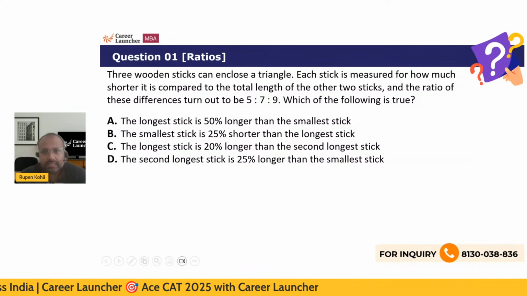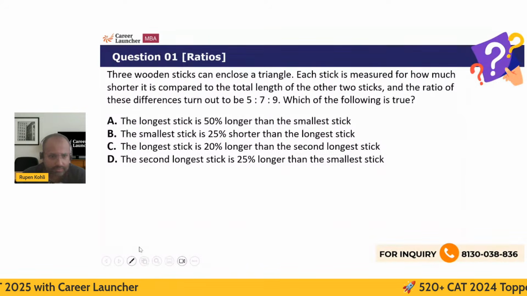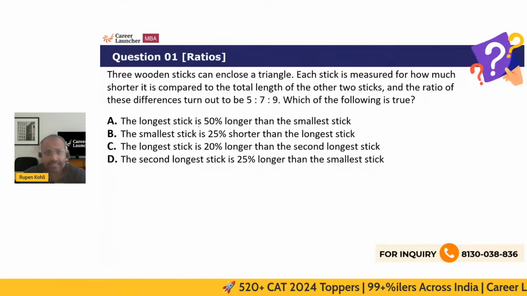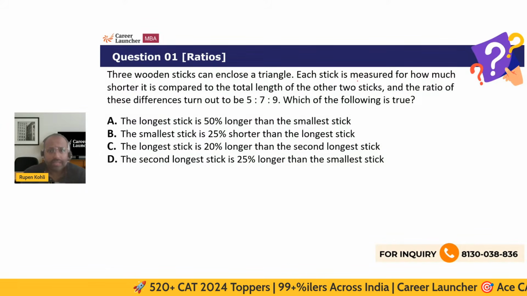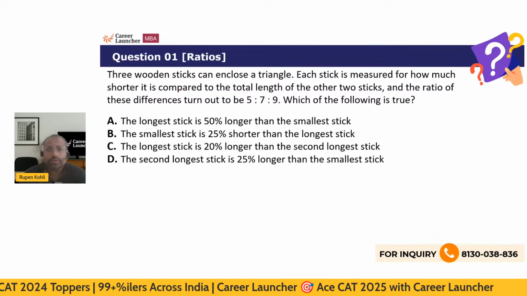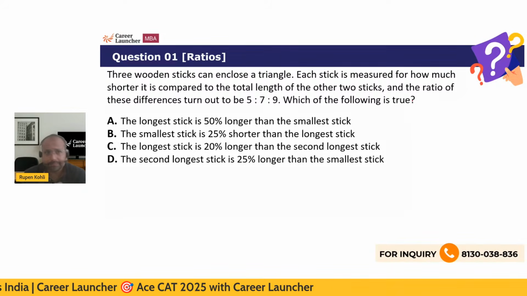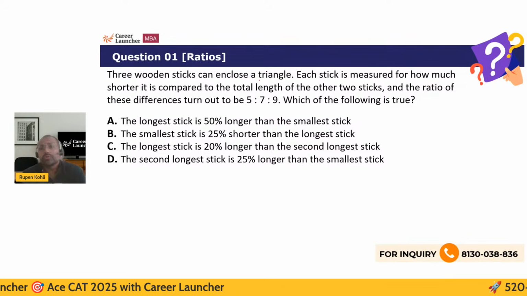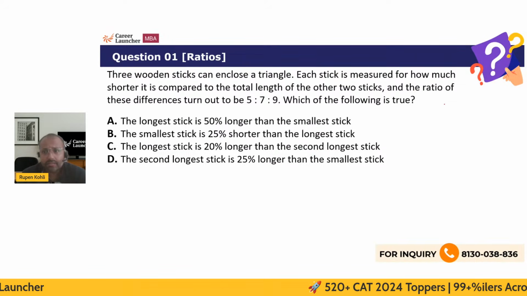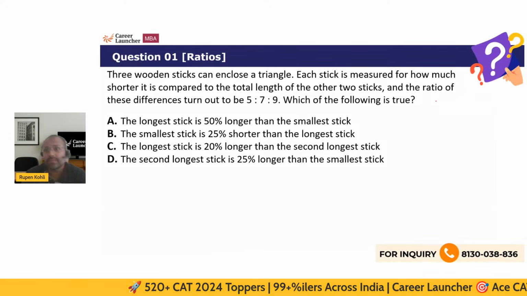So as you can understand, there is this ratio given to us. We have to decode that, and then interpret the correct statement from the options. Each stick is measured for how much shorter it is compared to the total length of the other two sticks. So there are three sticks. Let's say their lengths are A, B, C. They can enclose a triangle. In a triangle, if the sides are A, B, C, we know that any side is always less than the sum of the other two sides.